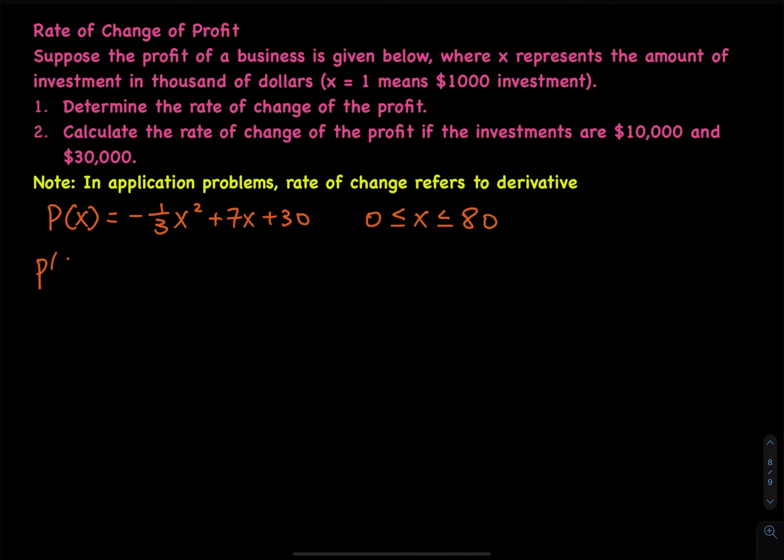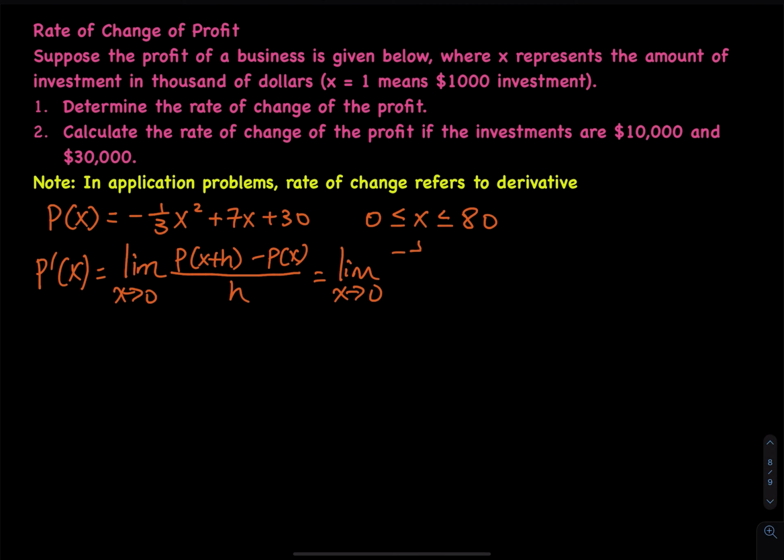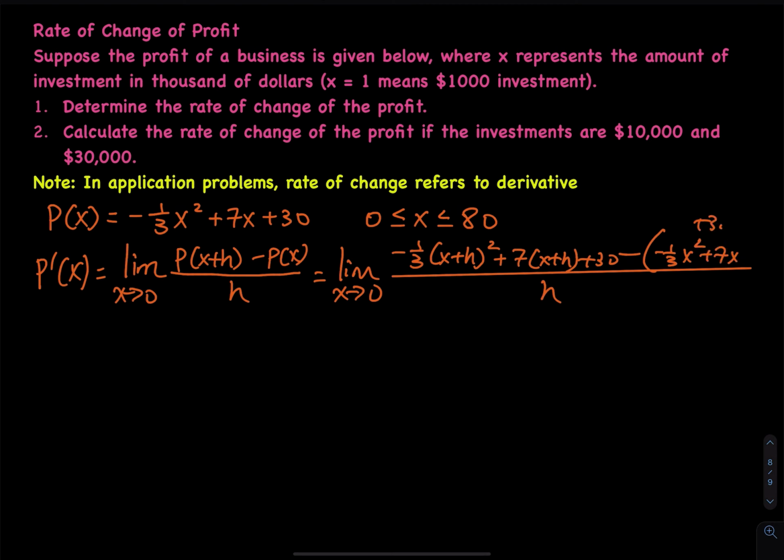So p prime of x equals the limit as h approaches 0 of p of x plus h minus p of x, divided by h. So p of x plus h is negative 1/3 times x plus h squared, plus 7 times x plus h, plus 30, and then we subtract the given function: minus negative 1/3 x squared plus 7x plus 30.